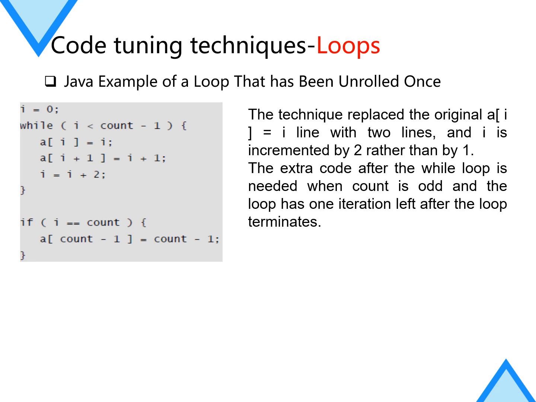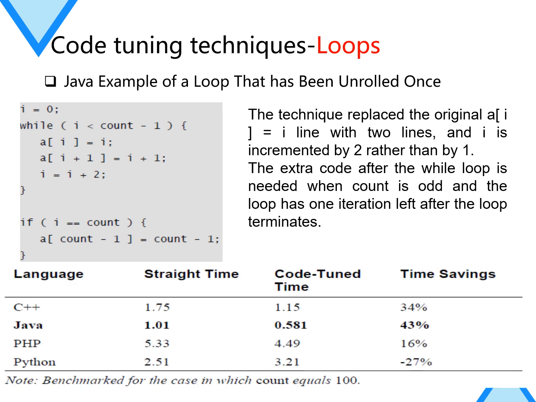The technique replaced the original a[I] = I line with 2 lines, and I is incremented by 2 rather than by 1. The extra code after the while loop is needed when the count is odd and the loop has one iteration left after the loop terminates. So the loop will still have one iteration and then the loop will terminate. So we reduce the number of times the loop is running. Just in this example we reduce the loop execution iterations by 1. It means we unroll the loop once.